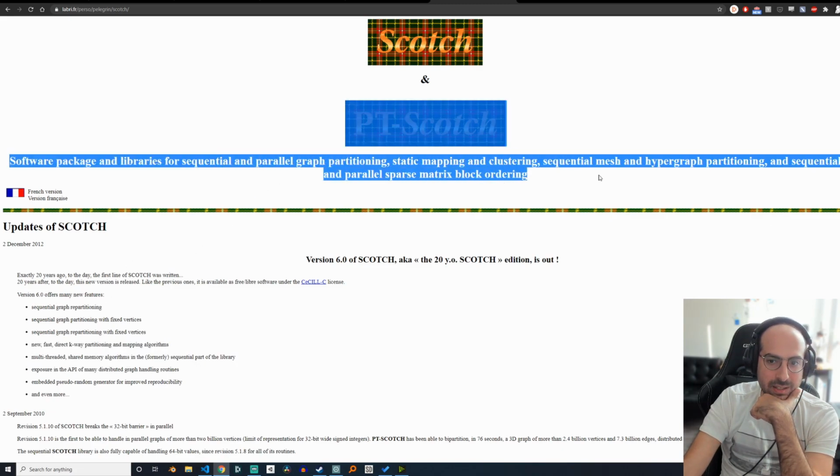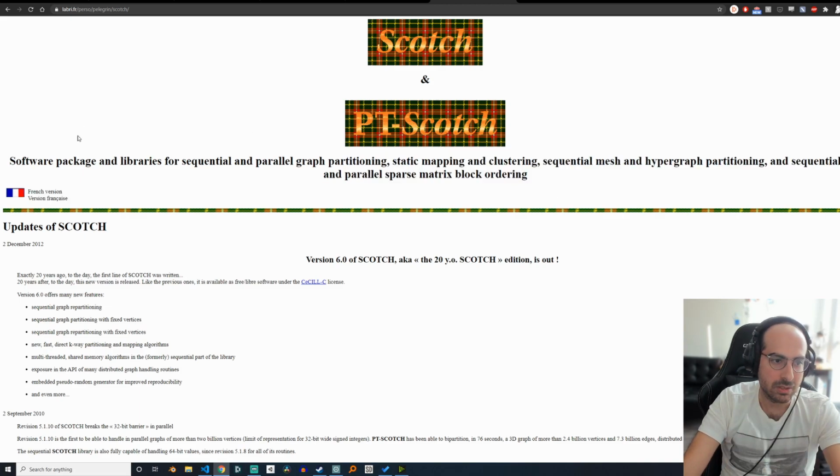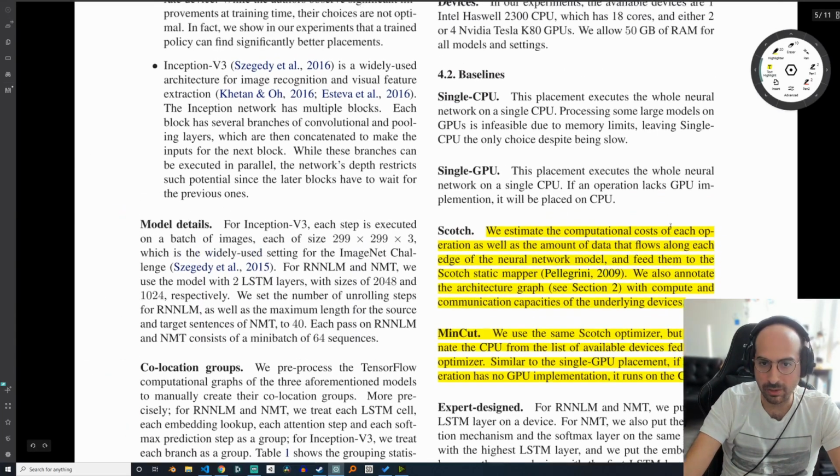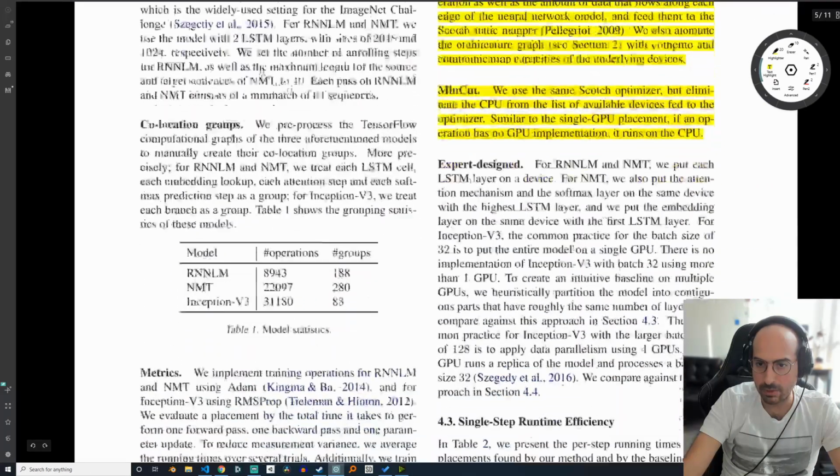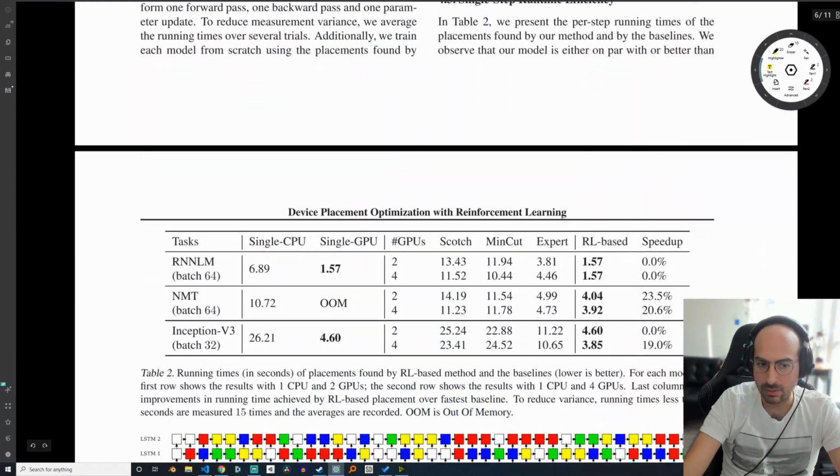Okay, so it looks like it's a way to partition graphs essentially. So I guess like doing all the splits. Single CPU, expert design. Okay, so then they're saying our running time was better.